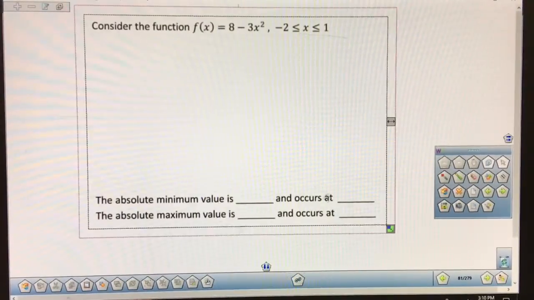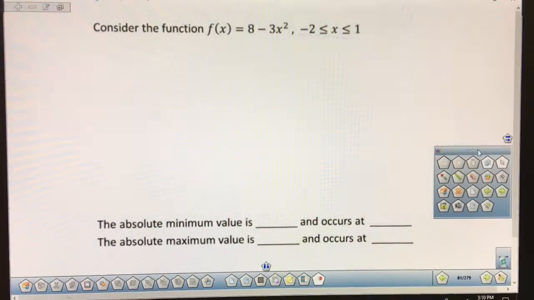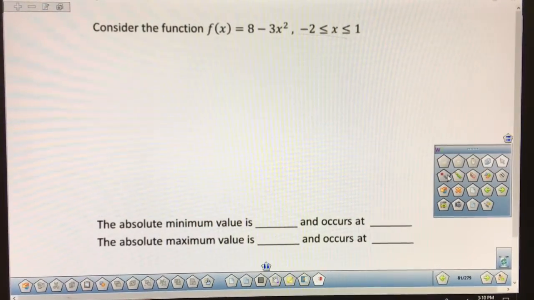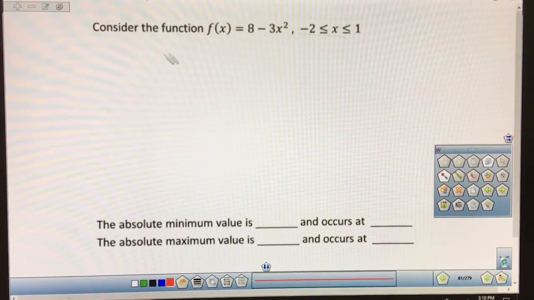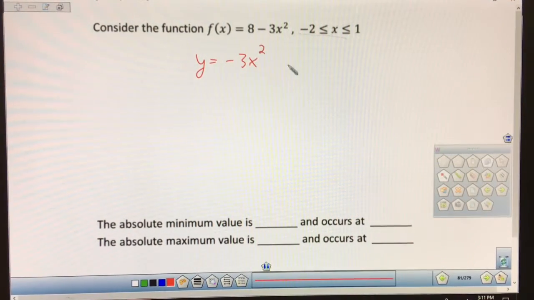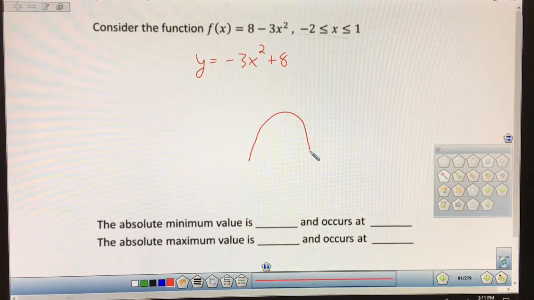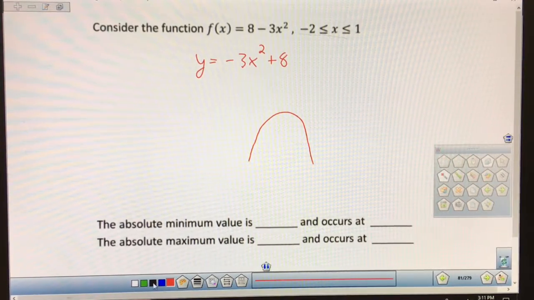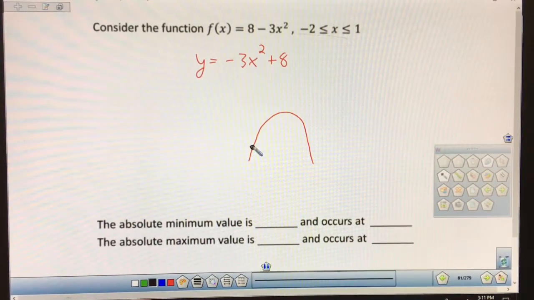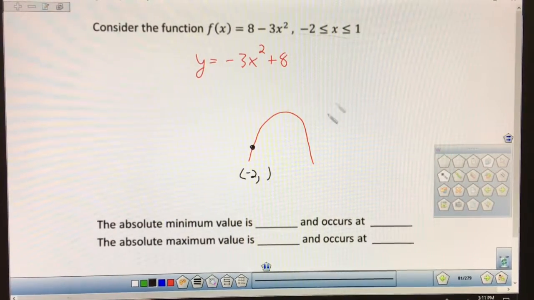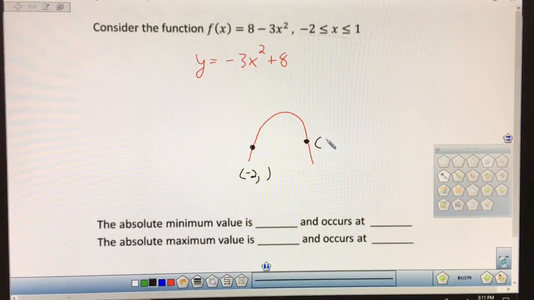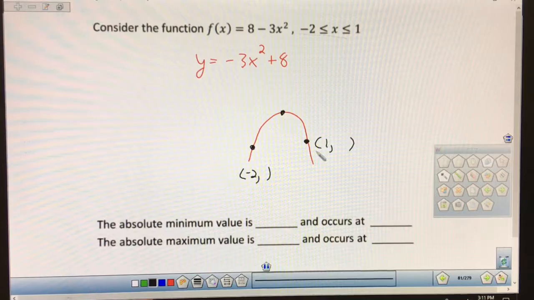Alright, they want me to deal with this between negative 2 and 1. I really don't need to do any calculus with this, because it's technically y equals negative 3x squared plus 8. So I know that's going to go like this, and then go downhill. Alright? I need to find out what the negative 2 value is. I need to find out what the 1 value is. And I need to find out what the vertex is.